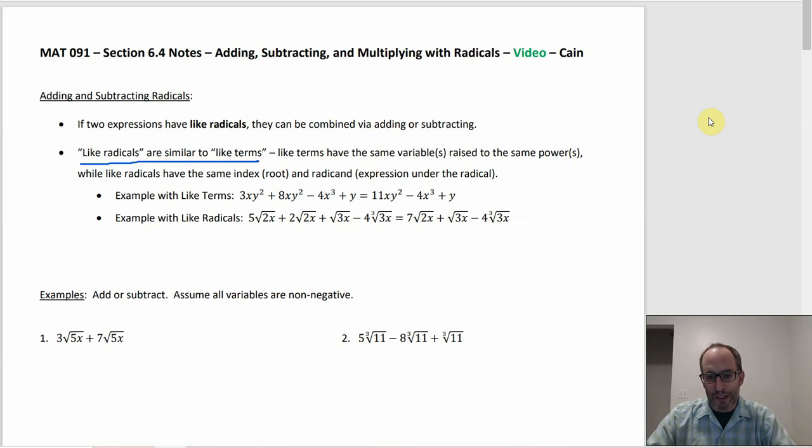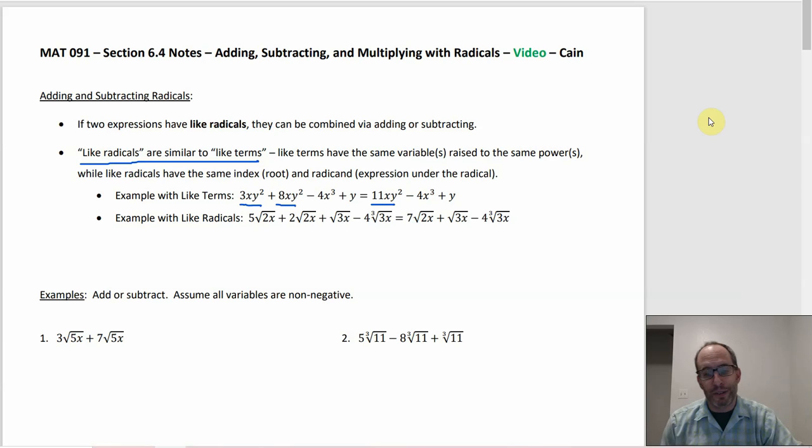So I stuck in an example that had some like terms, a couple of different variables. If you look at what's there, you've got a 3xy squared and an 8xy squared. You could add them, and you get an 11xy squared, right? So those two are like terms, so you can add them together. The other ones you can't, right? There's an x cubed term, and there's a y term, and there's nothing to combine those with. But the two xy squareds, those are like terms.